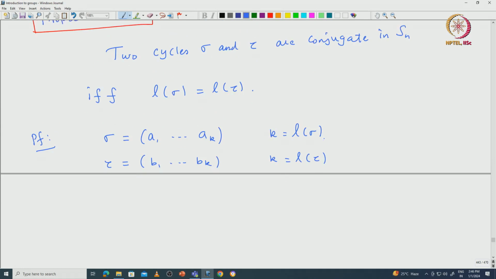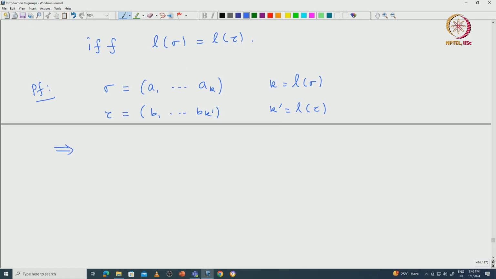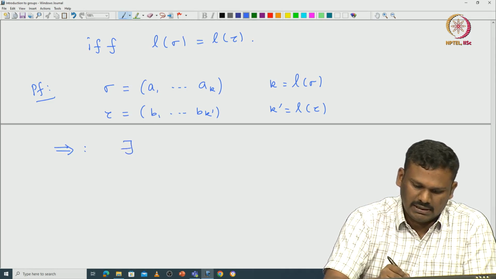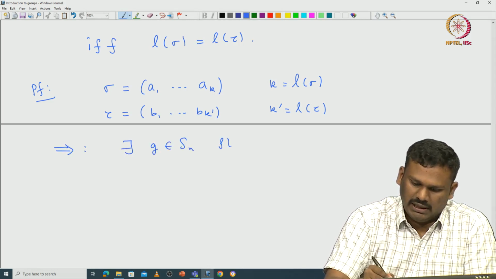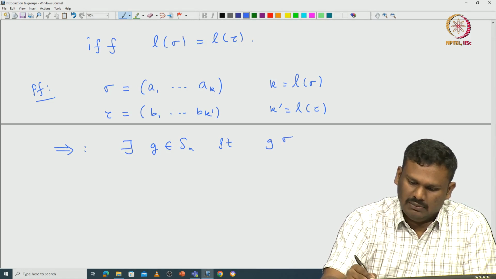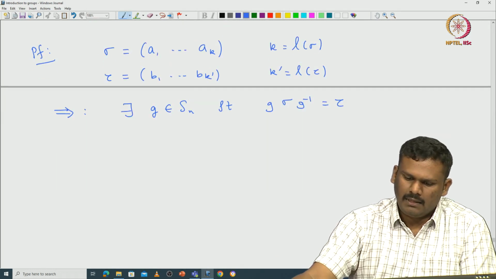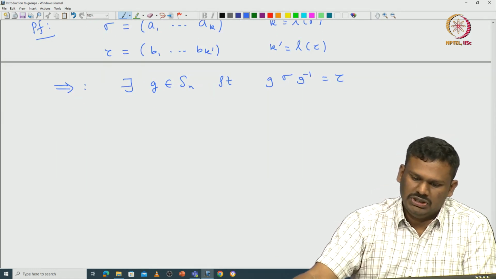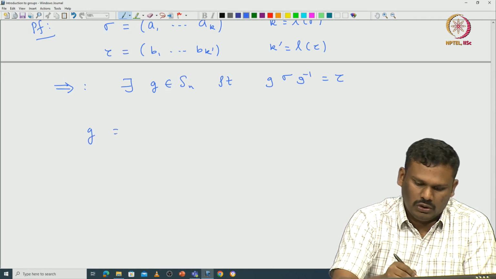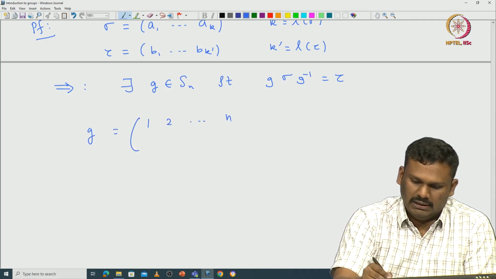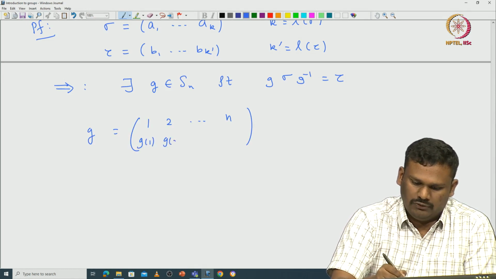Let's take tau to have length k'. Because we want to prove that the length must be the same if they are conjugate. So for the forward direction, assume that sigma and tau are conjugate. That means there exists some g in Sn such that g sigma g inverse is exactly tau. Now write g as follows: 1 to n on top, and then g of 1, g of 2, etc.